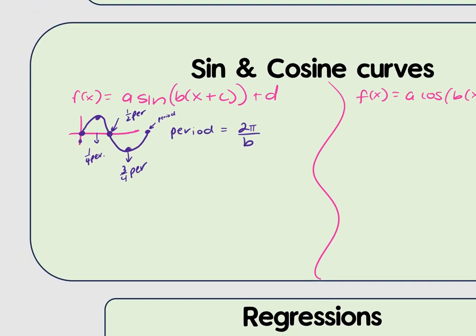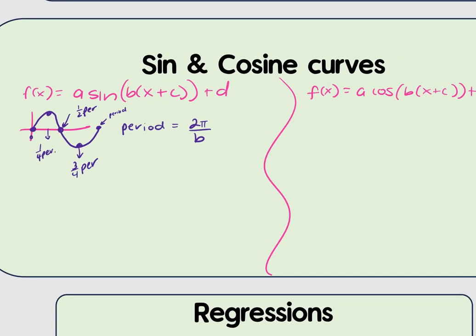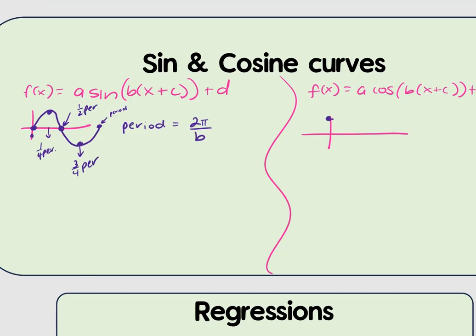If I'm looking at cosine, it starts at the amplitude. It comes down to 0, negative amplitude, up to 0, up to positive amplitude. Again, period is also 2 pi over b. And again, those key points are your 0, quarter, half, 3/4, period.